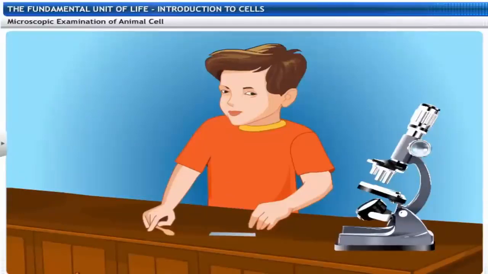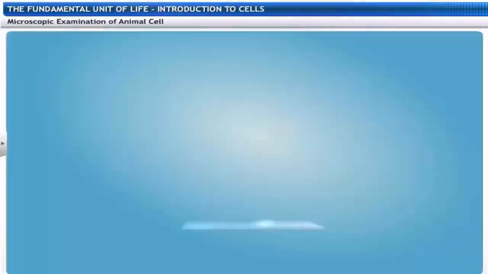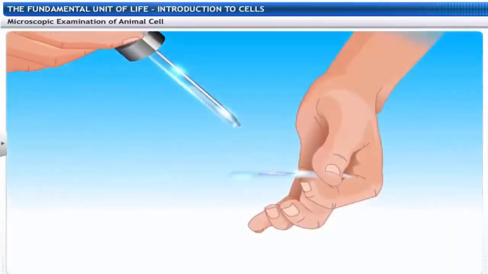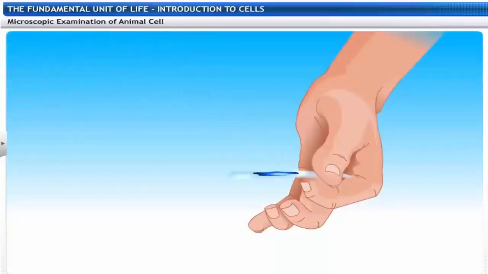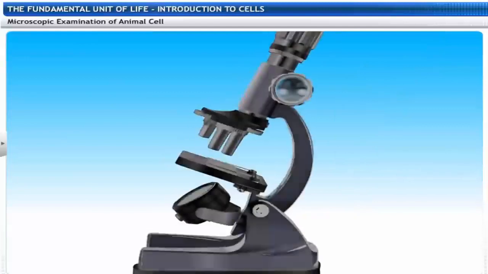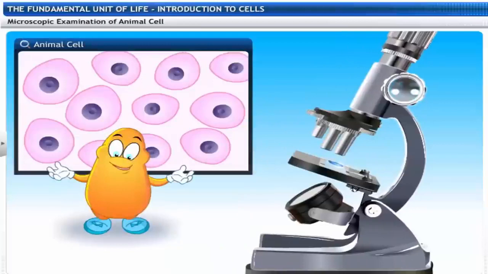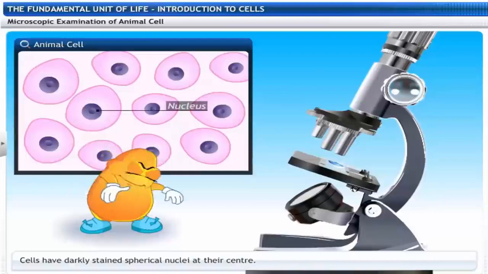Let's begin with an ice cream spoon. Scrape the inside of your cheek using this spoon. Spread the collected mass in a drop of water on a glass slide. Add a drop of methylene blue. Place a cover slip on it. Now let's observe the cells under the microscope. Look! These cells have darkly stained spherical nuclei at their center.